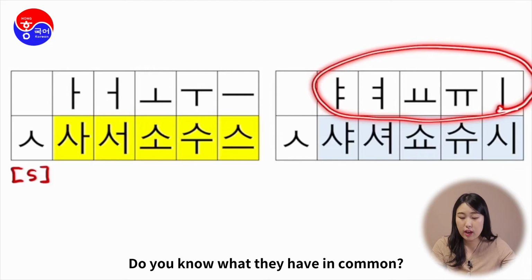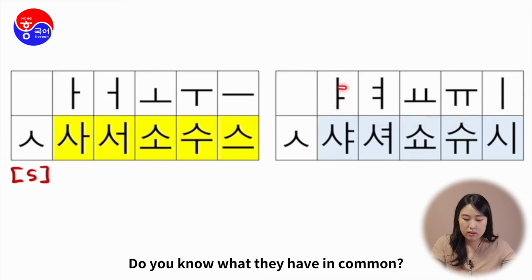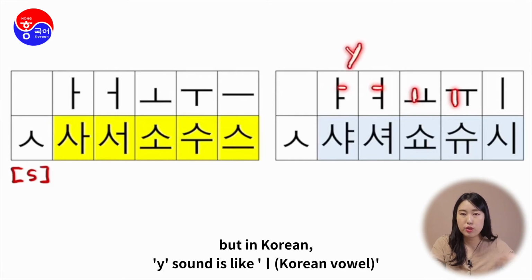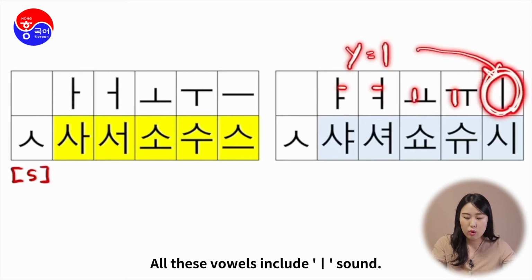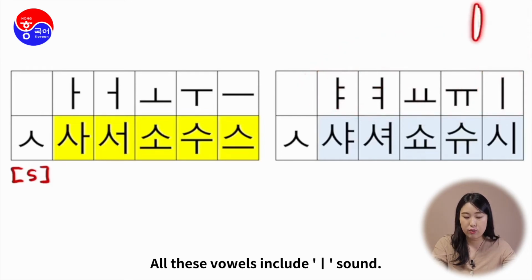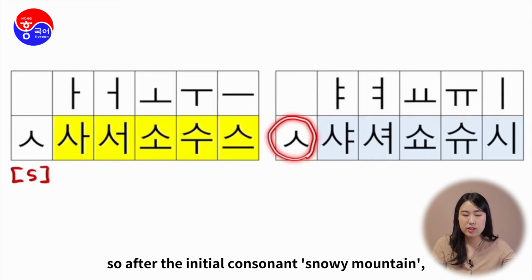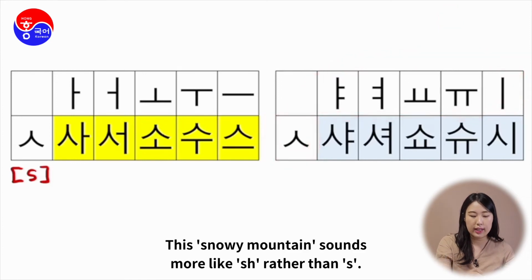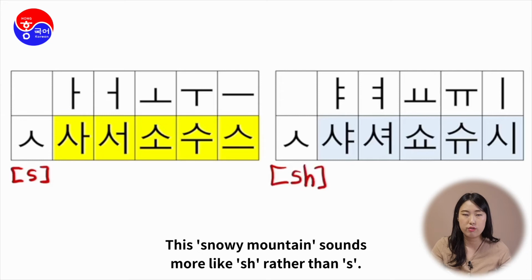Okay, compared to the left one, in this part, there are 5 vowels. Do you know what they have in common? They have one more stroke. So it sounds like a Y sound, right? But in Korean, the Y sound is like the E sound. So all these vowels include the E sound, okay? So after the initial consonant snowy mountain, if the vowel includes the E sound, this snowy mountain sounds more like she rather than S.